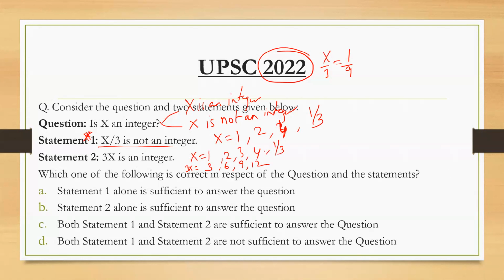So if I take x is equal to 1 by 3, 3x becomes what? 1, which is again an integer. So here some integers as well as fractions are also satisfying my statement.